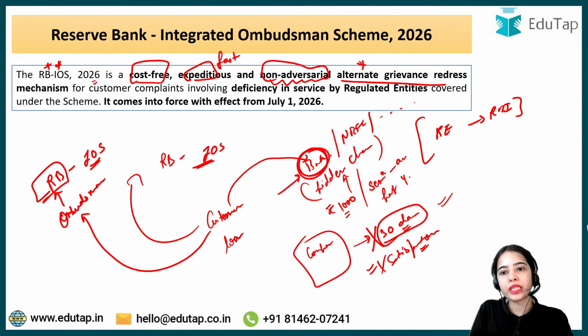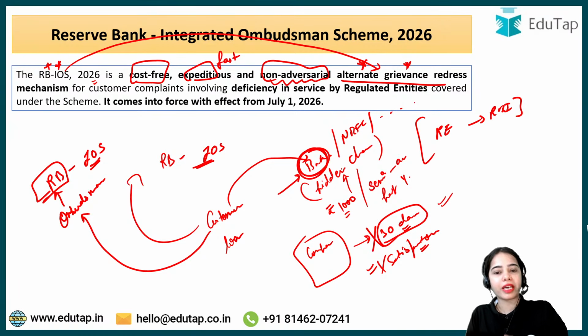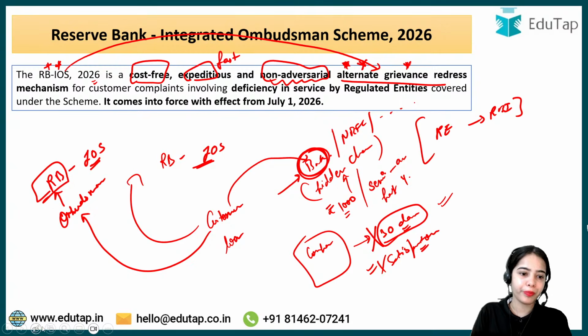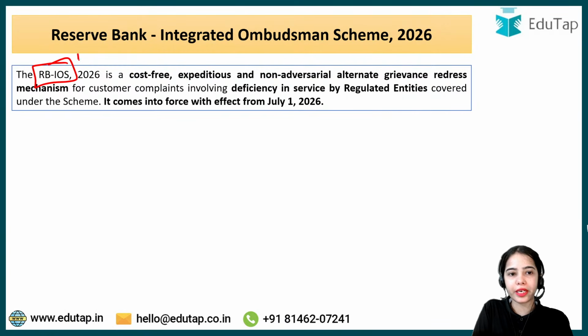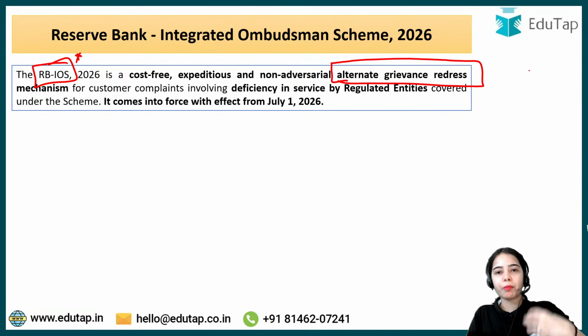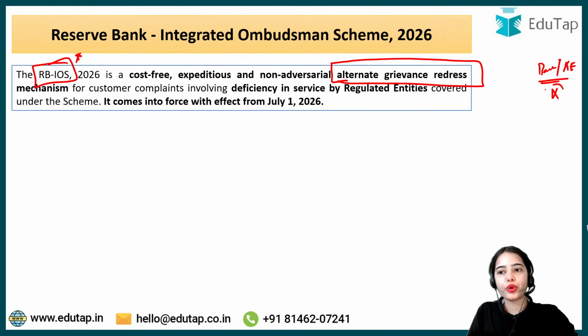That's why it is known as the alternate grievance redressal mechanism. First, grievance redressal will be done by the bank. If not, then this is the alternate way provided to you for your complaints to be addressed. I hope it is clear why the RBI Integrated Ombudsman Scheme is known as the alternate grievance redressal mechanism: the first complaint redressal should be done by the bank or the regulated entity. If they are not doing it in a satisfactory or timely manner, then you can go to the RBI Integrated Ombudsman Scheme.